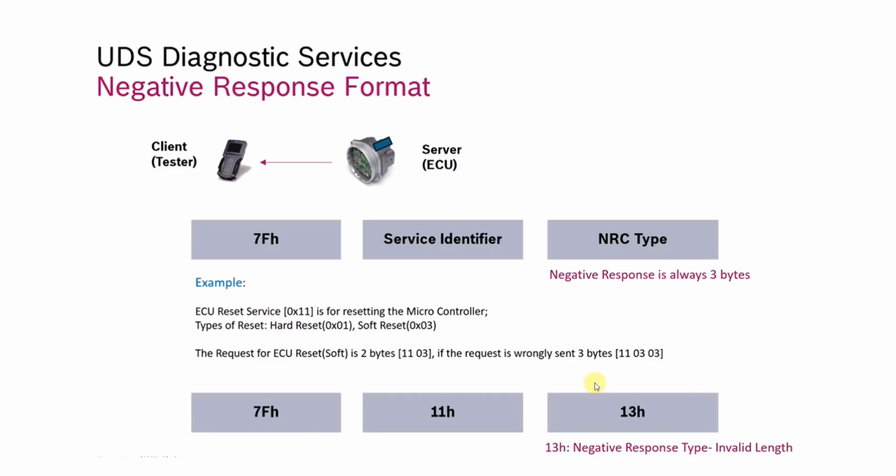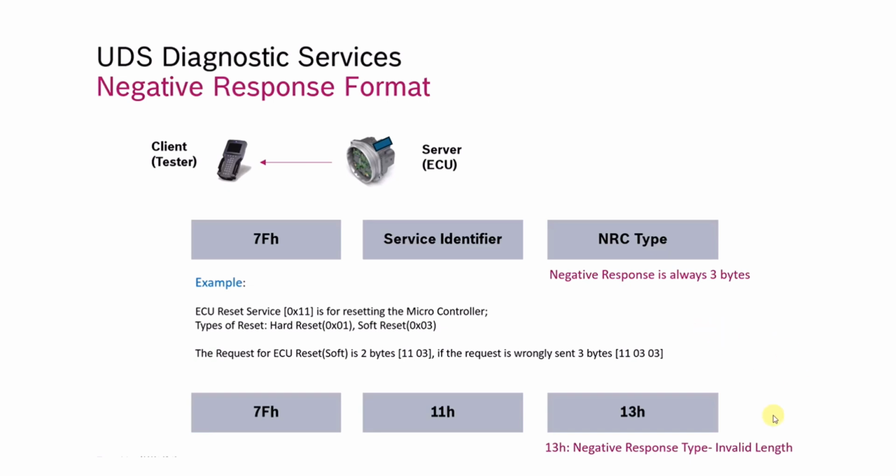If you get NRC only, we come to know what is exactly going on, what was wrong. So the moment I receive 7F 11 13, I come to know that I requested service 11, and it threw NRC 13. NRC 13 is the invalid message length.